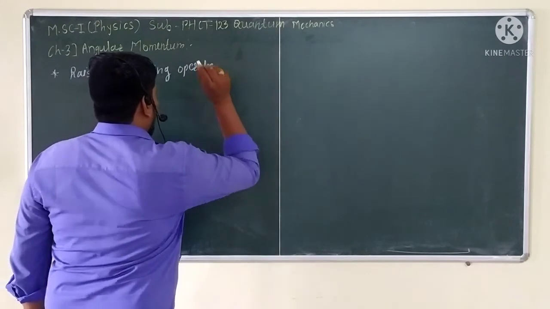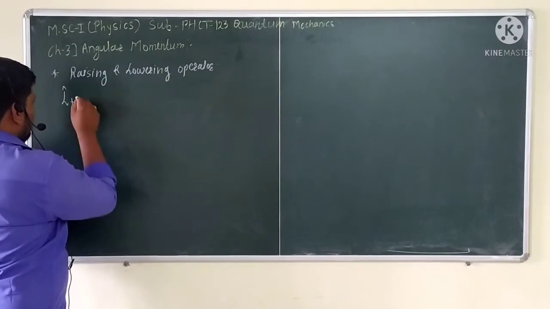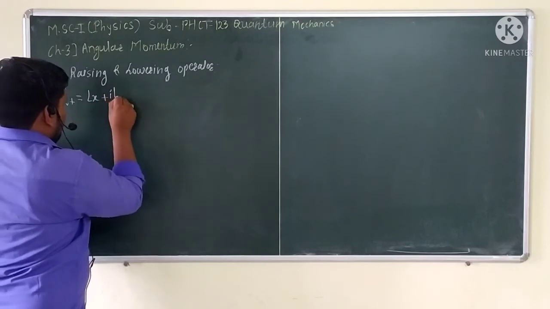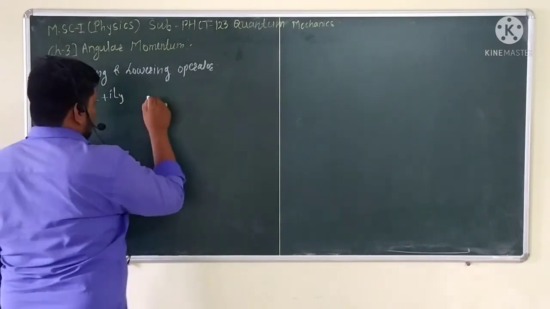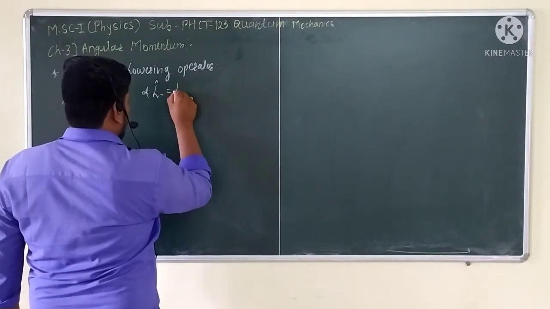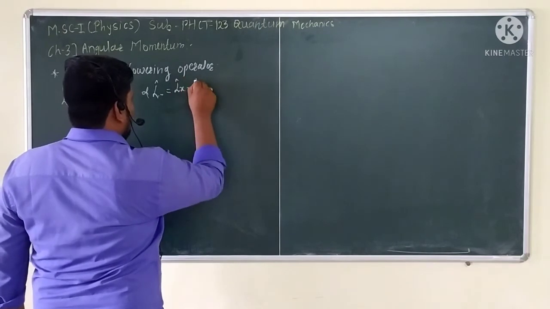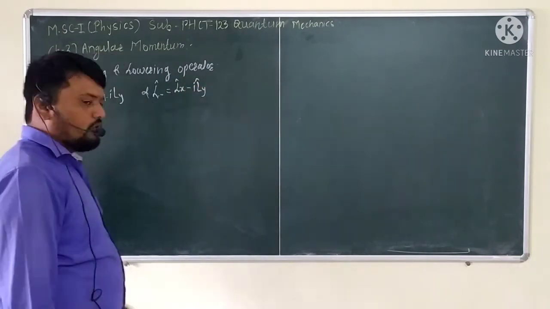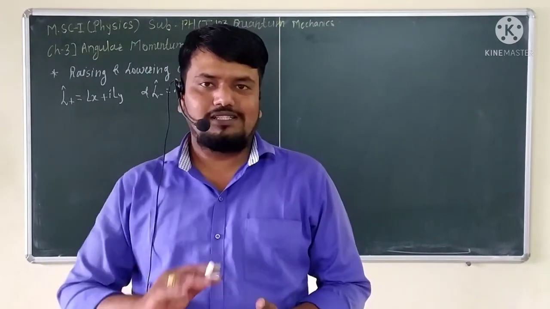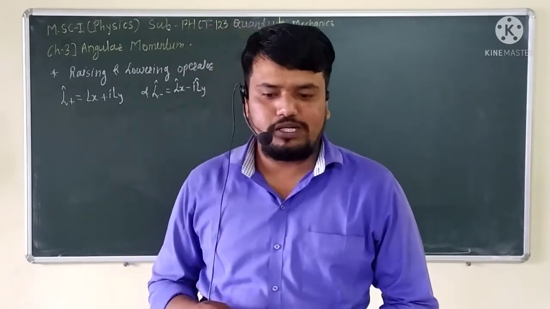Okay, you know that L plus cap is the raising operator, which is nothing but Lx plus iLy, and L minus cap is the lowering operator, which is nothing but Lx minus iLy. If you want to calculate the eigenvalue of this, what is the bra and ket relation with respect to the L plus and L minus operators?